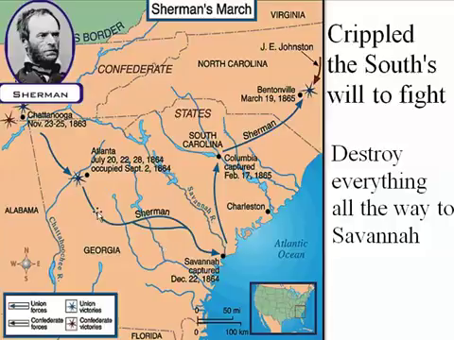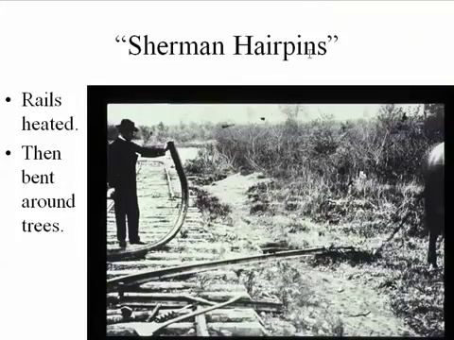On its way, he's going to get railroads, whatever he can. He's going to twist them up, and they refer to them as Sherman hairpins. How you get the rails up and you heat them up and bend them around trees and twist them.